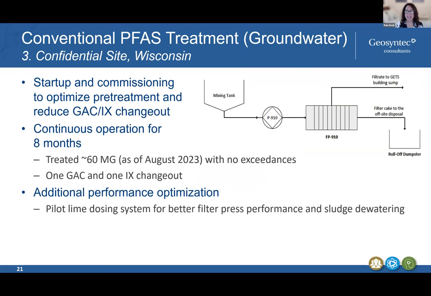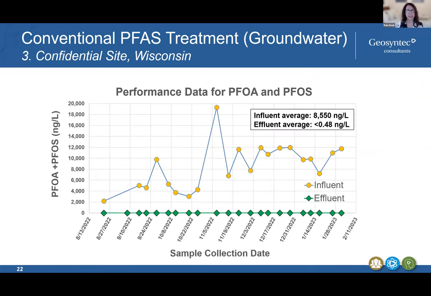So we've treated 60 million gallons as of August 2023 with no exceedances as far as the discharge levels that were expected, which again, were on the order of nanograms per liter. And during that period of optimization, we added a pilot line dosing system to enhance the performance of the filter press and the sludge dewatering system.